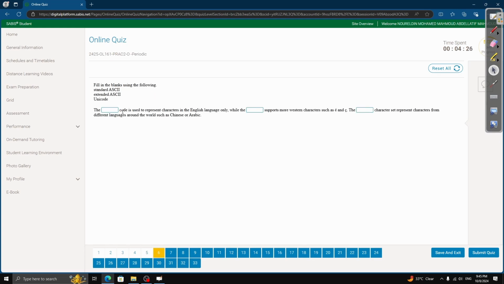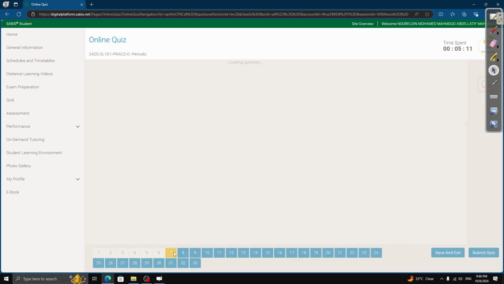This one you kind of need to memorize what each one is, but to put simply, standard ASCII is represented by 2 to the power of 7 bits, and it only represents the English language, so you can put standard ASCII here. However, extended ASCII supports more Western characters. This is just extended ASCII. However, Unicode supports multiple languages like Chinese, Arabic, Cyrillic. Unicode is basically the most commonly used one in today's world because it represents a lot of languages.